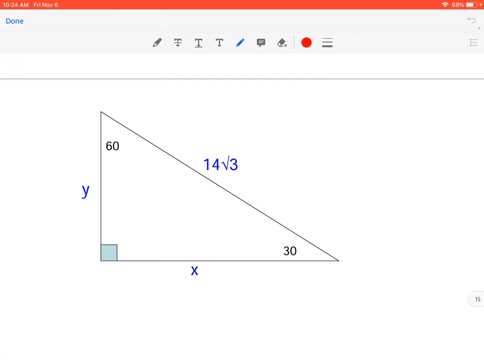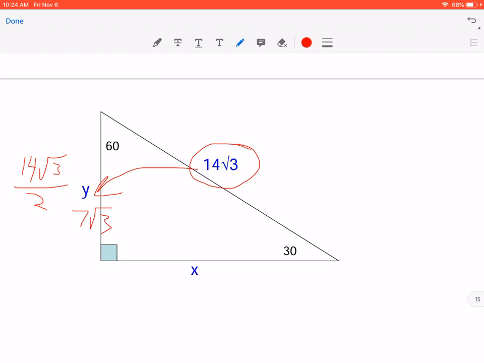Now, even if it's some type of fraction, radical, or whatever, it does not matter. This is still the hypotenuse. To go from hypotenuse to short leg, we're dividing by 2. So that's 14 radical 3 divided by 2. What's a better way to say 14 over 2? This would just be 7 radical 3.